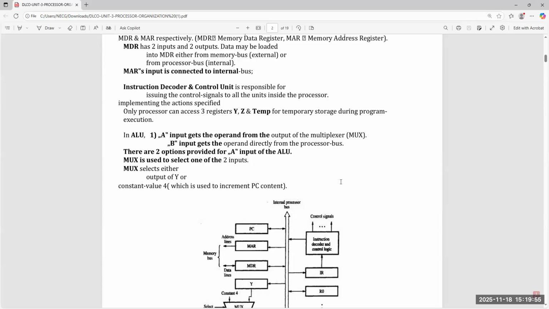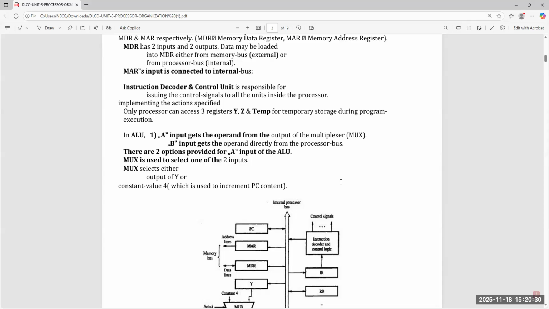You can observe clearly that these two are connected to the memory bus. MAR has address lines, connected to the address bus. MDR has data lines, connected to the data bus. These two are called the memory bus. That is getting data from outside and submitting data to the system is one way.